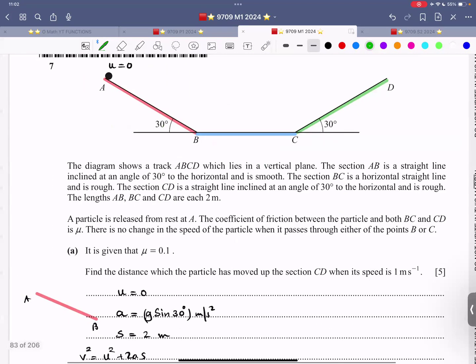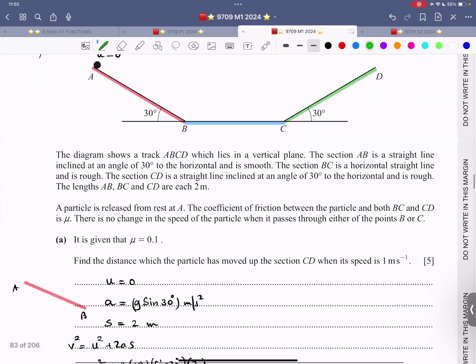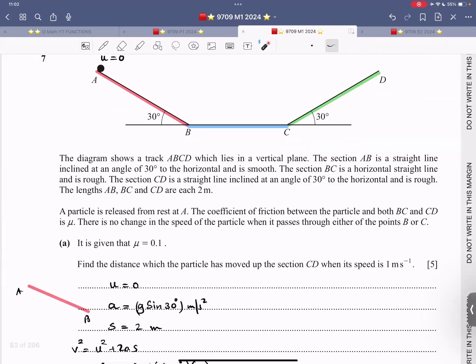Now, this question, the last part I'll do almost fresh, and the first part, let's have a look. It says the diagram shows a track ABCD which lies in a vertical plane. The section AB is a straight line inclined at 30 degrees and it's smooth. This part over here is rough. This part over here is also rough. The section BC is a horizontal straight line, rough. CD is a straight line that's also rough, but it's inclined at 30 degrees. Every single length is 2 meters.